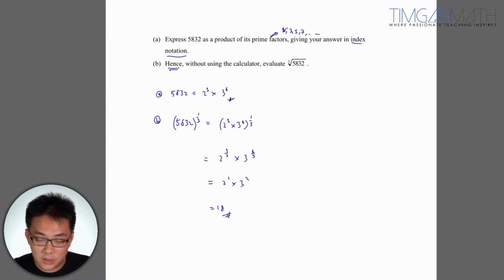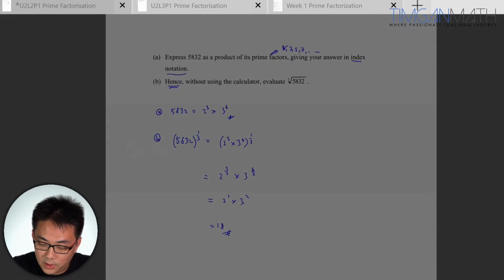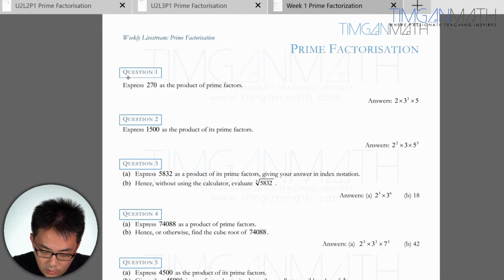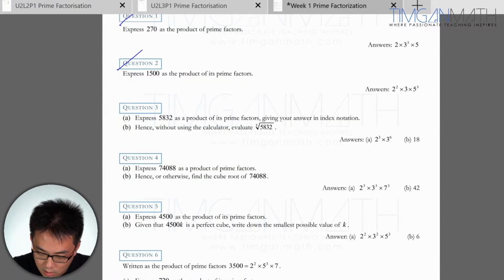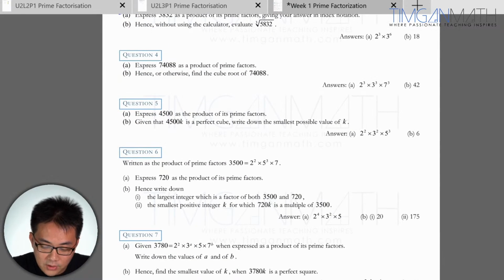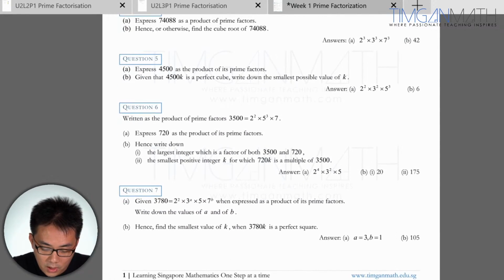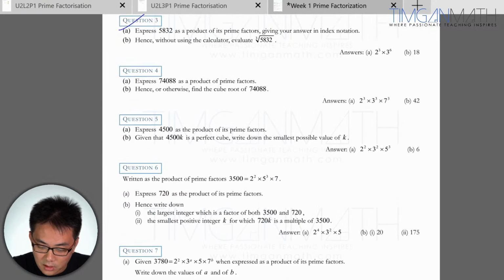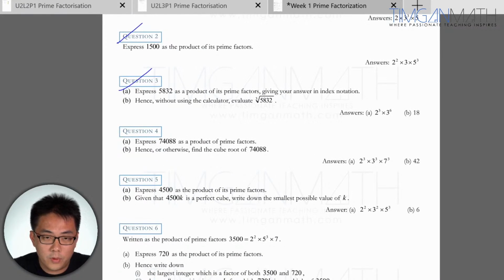All right, I think this question is pretty okay. We should move on to the next one. Let's see. We have done 1, 2, and 3. So 4 and 5 are actually the same, so that's pretty okay. We could do 6 and 7. I'll just go through 4 quickly. So that is U2, L2, P1. Any questions or comments? Let me see.